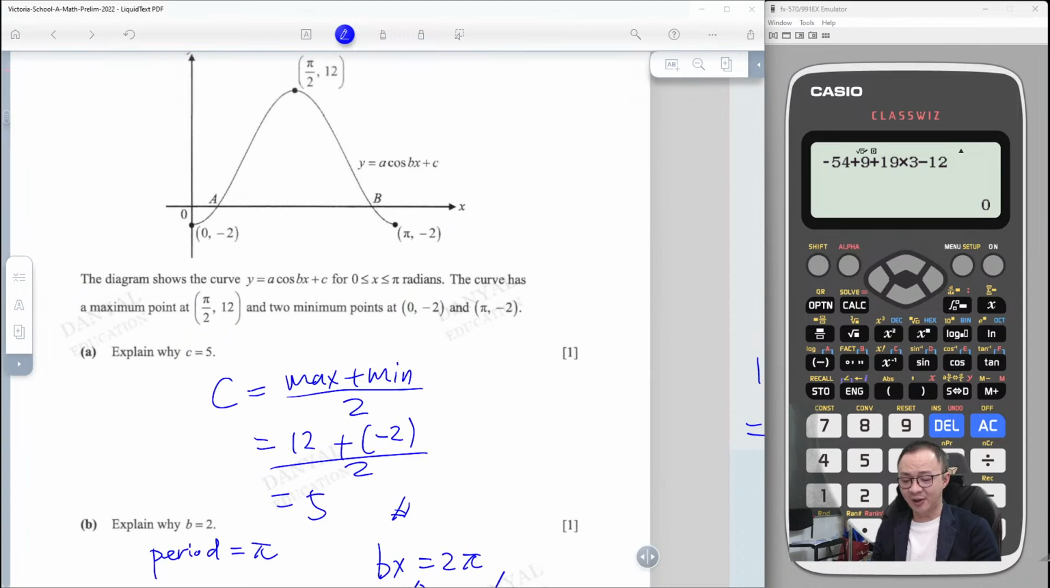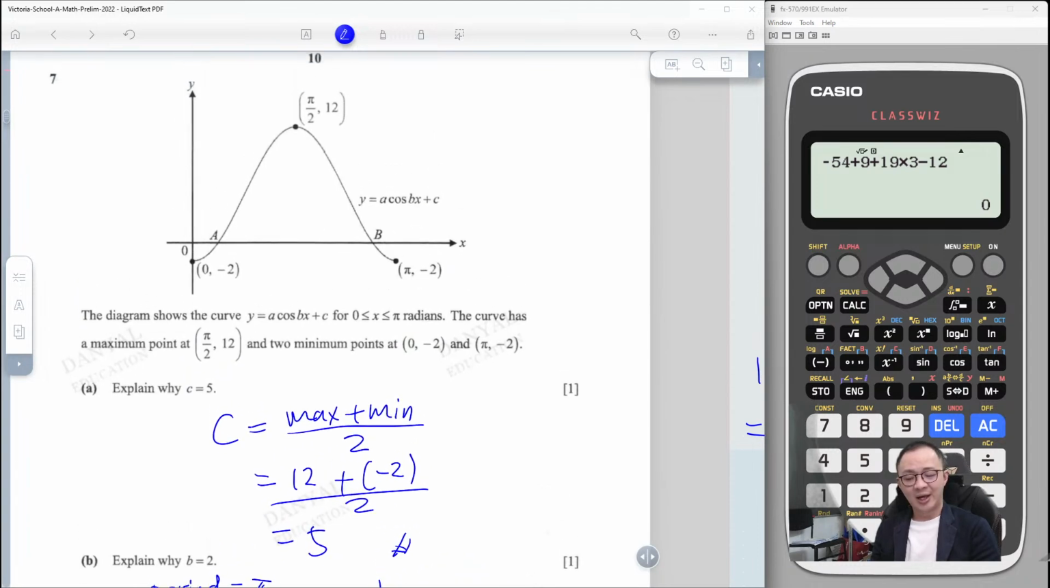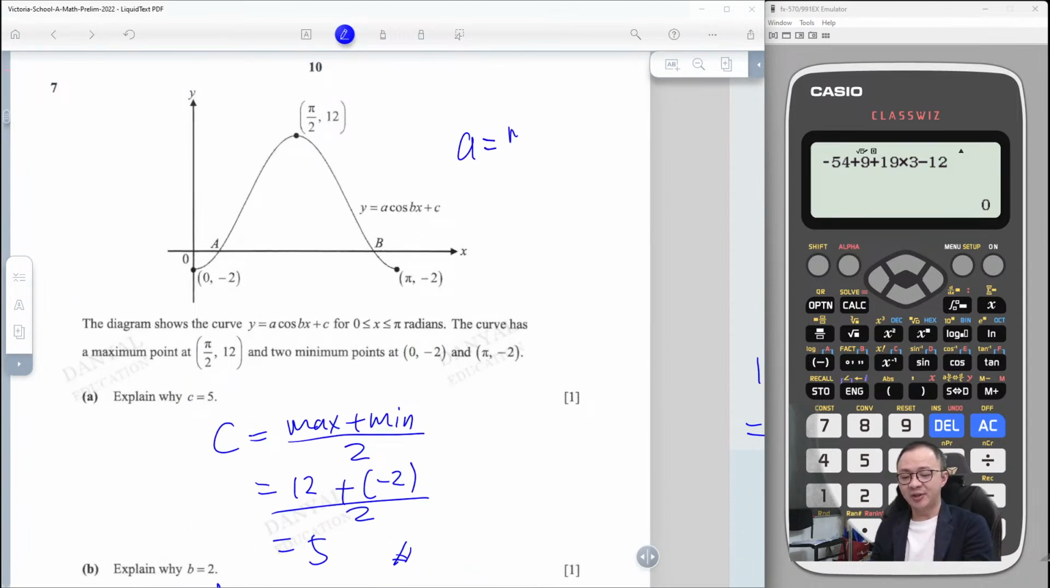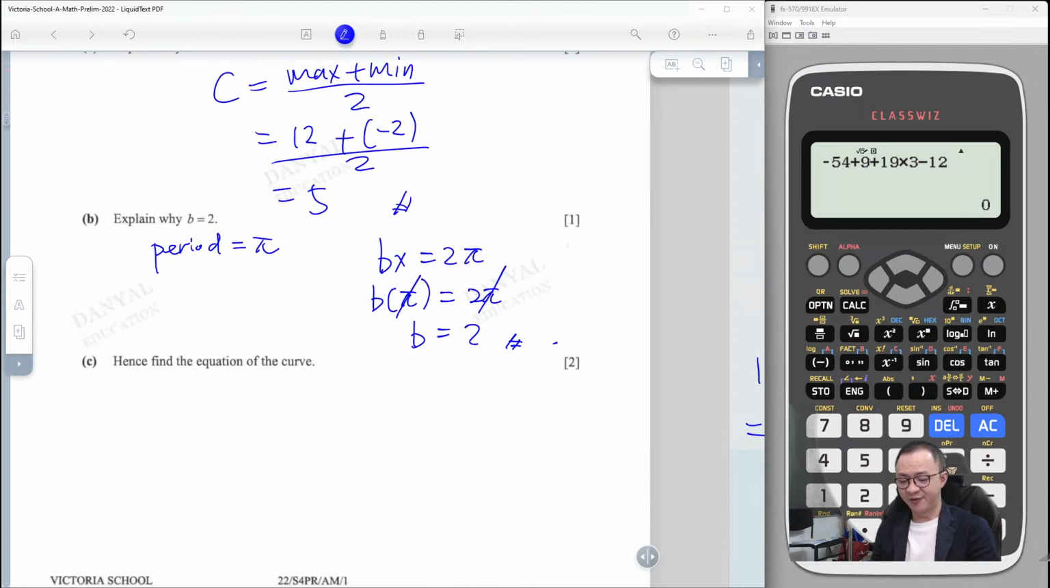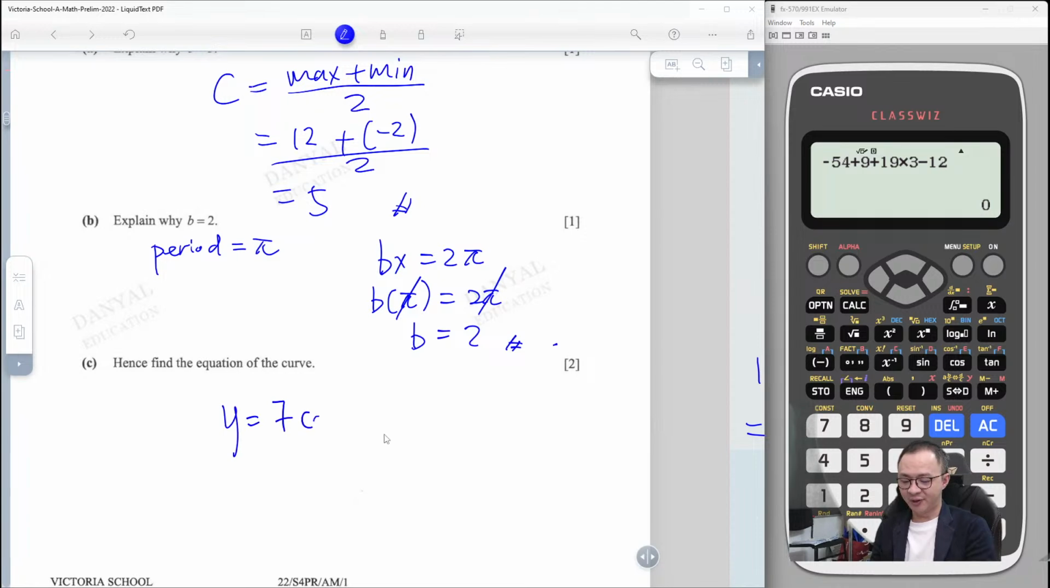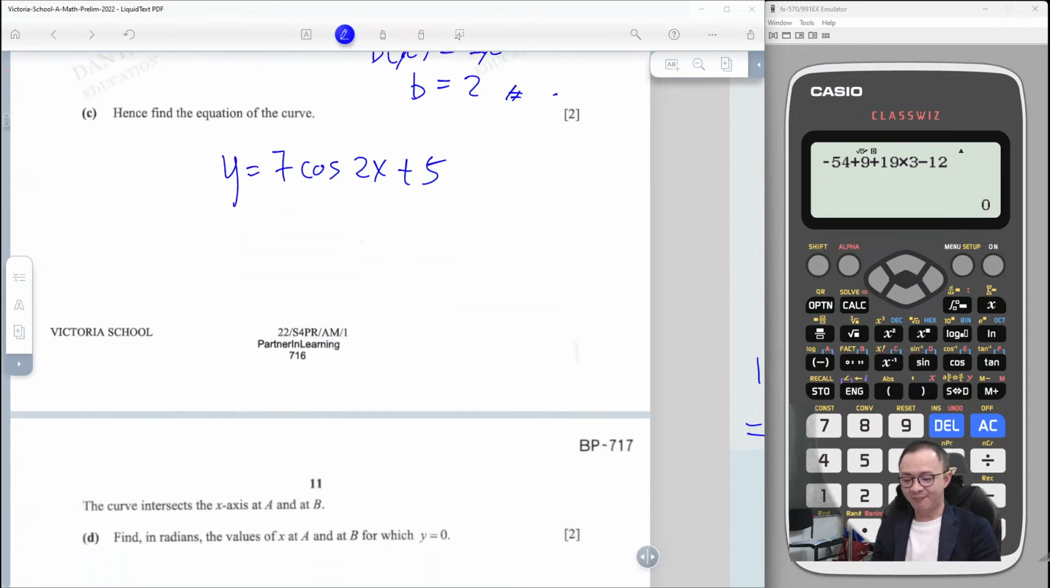So the last thing is I want to know about the amplitude A. The amplitude is the maximum minus minimum divided by 2. So the maximum is 12 minus negative 2, divided by 2, which is 7. Now I got the equation, which is y equals 7 cos 2x plus 5. Y equals 7 cos 2x plus 5, which means we already got all the a, b, and c, isn't it? Yeah, just like that, no problem.